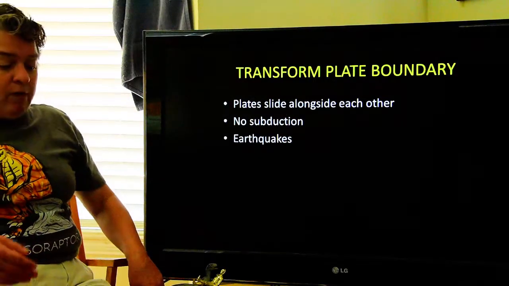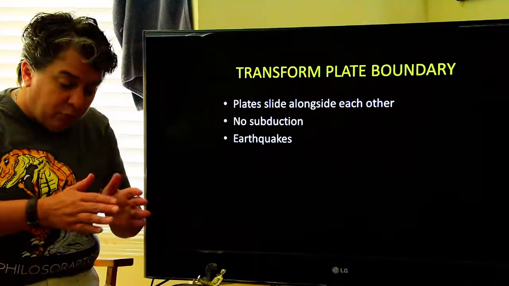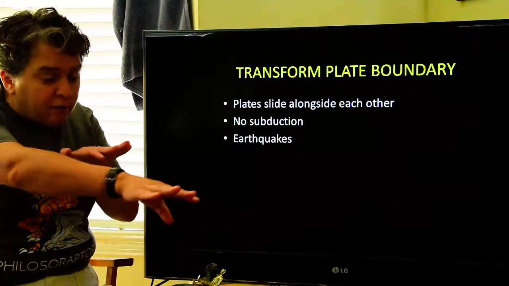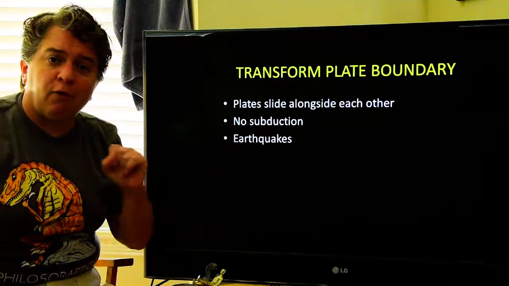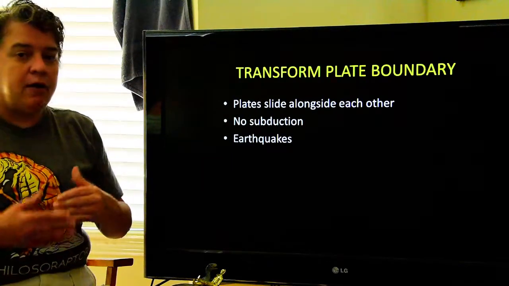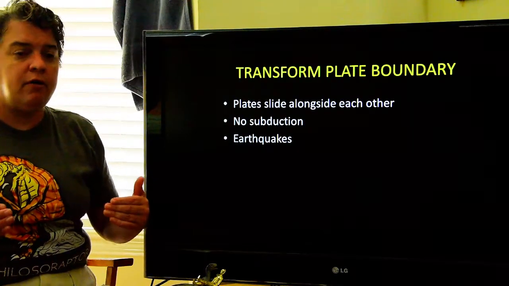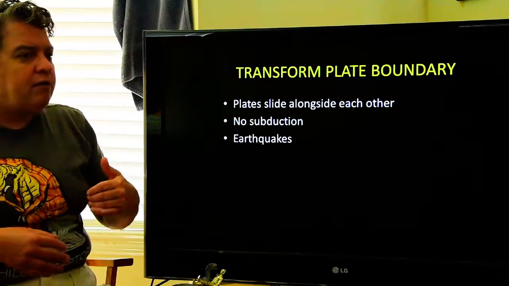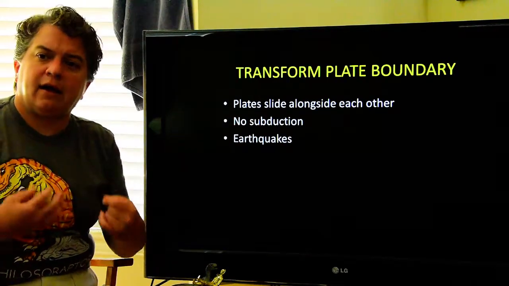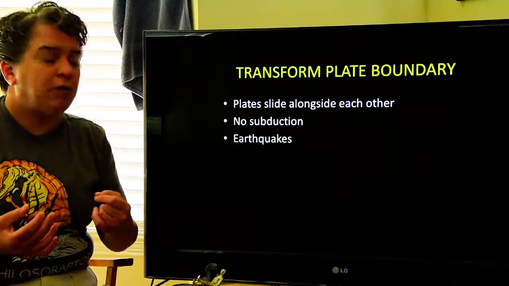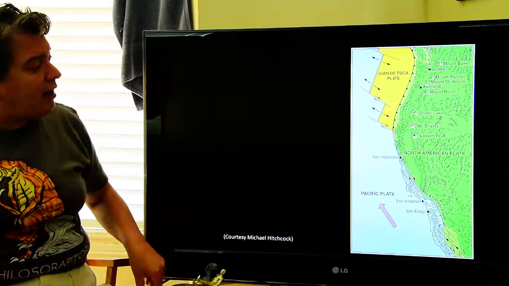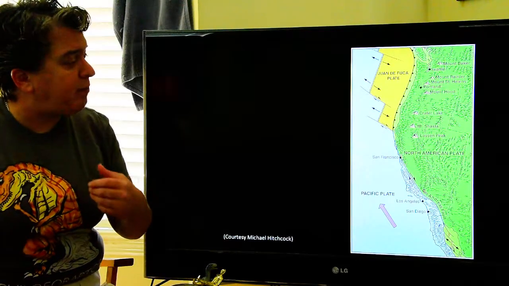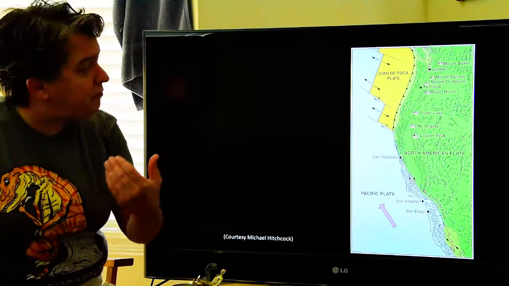All right. Well, plates don't only have to move away from each other, they can also slide alongside each other. And that is a transform plate boundary. There's no subduction here, there's no spreading apart, so you're not going to get any volcanic activity at these kinds of boundaries, but you do get earthquakes.